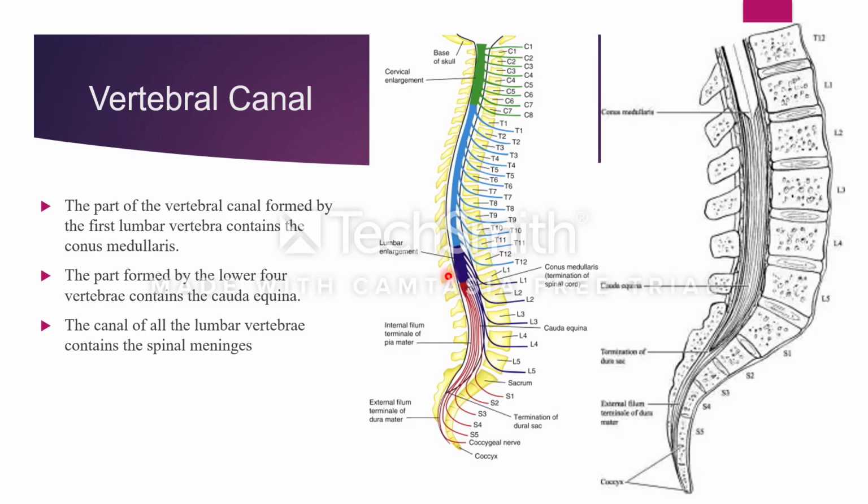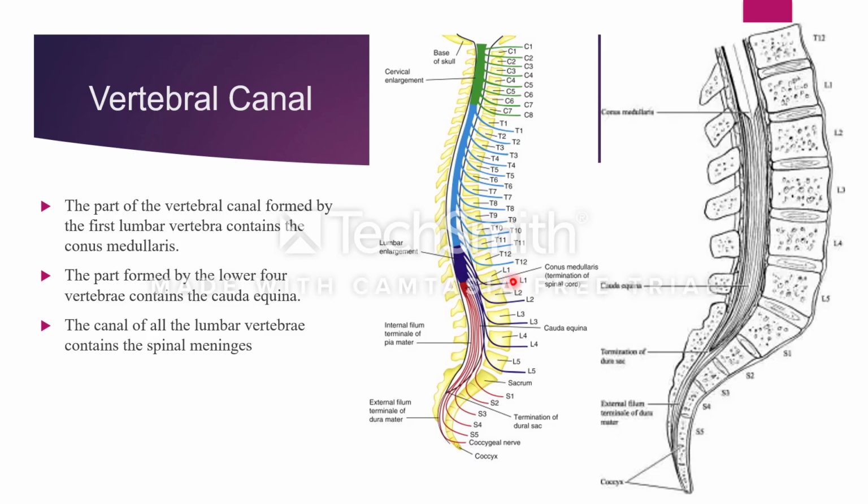What is conus medullaris? It is the termination of the spinal cord. This level is very important. In exams it is asked at what level the spinal cord ends. So this is the level of the first lumbar vertebra, and when the spinal cord ends, it forms one cone that is named the conus medullaris. So this conus medullaris is the end of the spinal cord, and it is present in the vertebral canal at the region of the first lumbar vertebra.